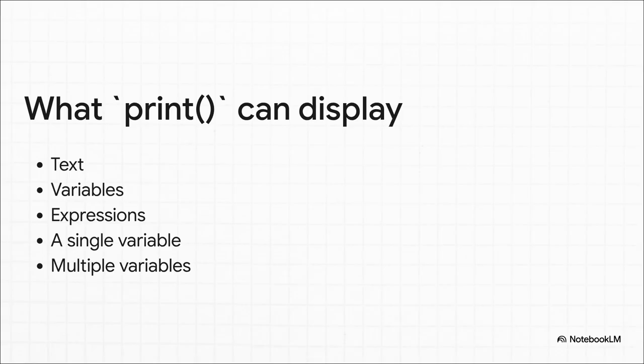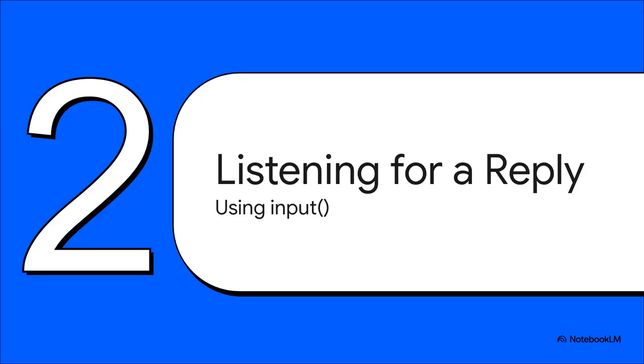But don't let its simplicity fool you. Print is actually pretty flexible. You can use it to display simple text, like we just did, or you could have it show the value that's stored inside a variable. You can even tell it to display multiple variables at once, or the answer to a math problem, all with that one little command.